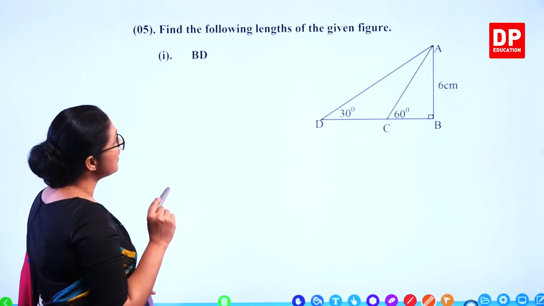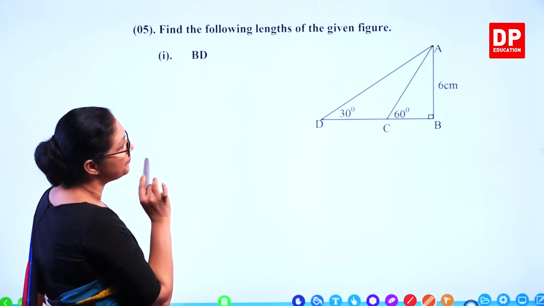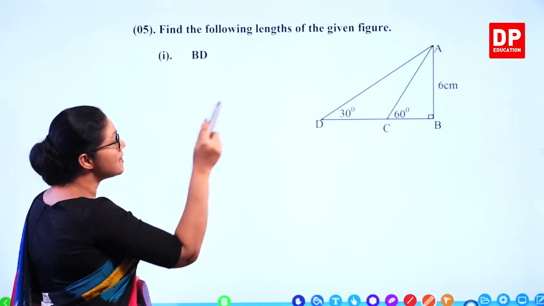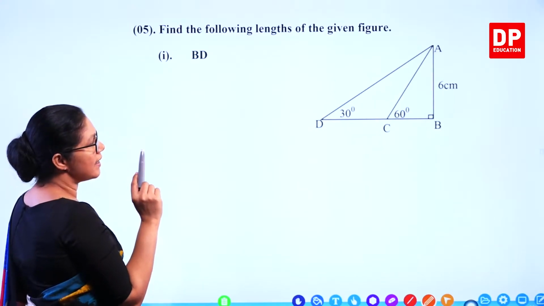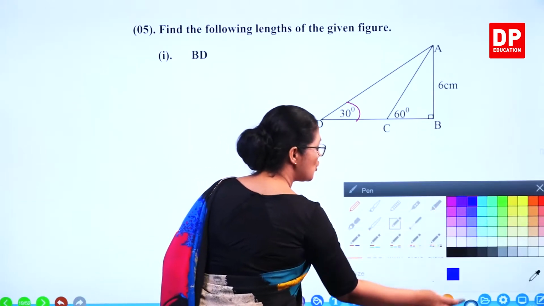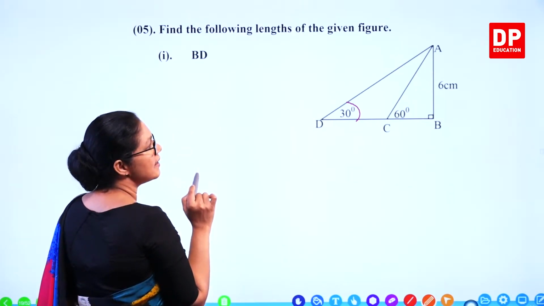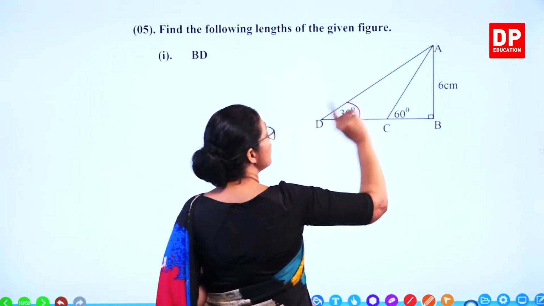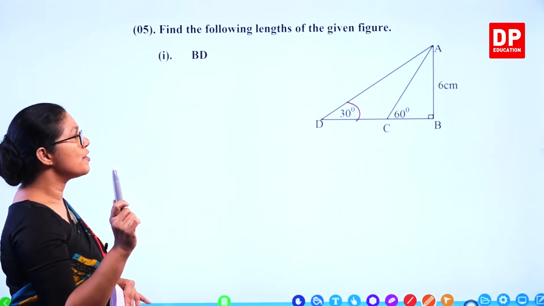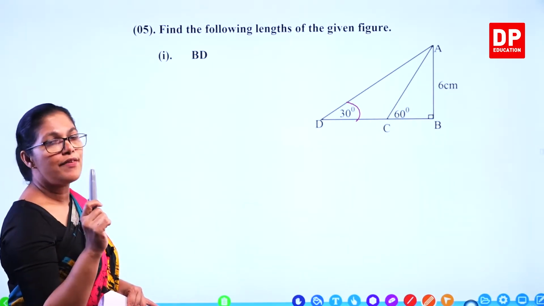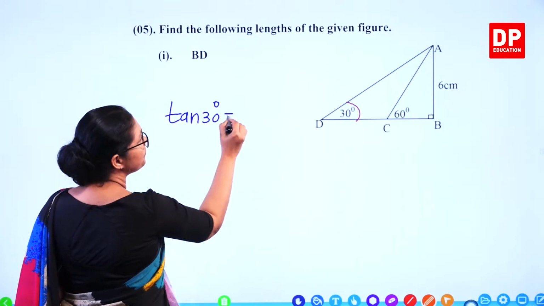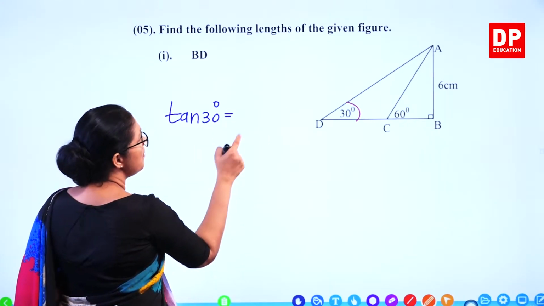Find the following lengths of the given figure. BD first. That means the full length BD. So you have to consider the triangle ABD. BD is adjacent to this angle, and this side is the opposite. Opposite and adjacent. What's the appropriate trigonometric ratio? Tan ratio. So you can write tan 30 is equal to 6 over BD.